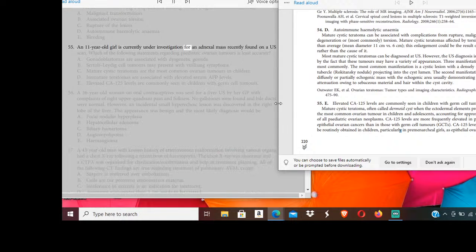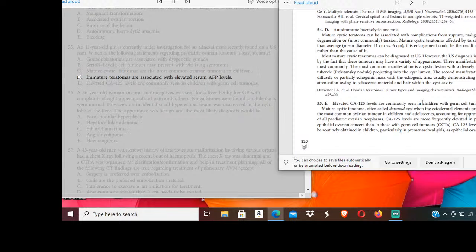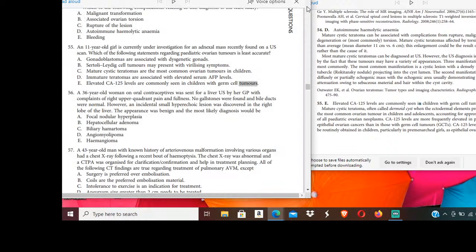An 11-year-old girl is currently under investigation for an adnexal mass recently found on a US scan. Which of the following statements regarding pediatric ovarian tumors is least accurate? A. Gonadoblastomas are associated with dysgenetic gonads. B. Sertoli Leydig cell tumors may present with virilizing symptoms. C. Mature cystic teratomas are the most common ovarian tumors in children. D. Immature teratomas are associated with elevated serum AFP levels. E. Elevated CA-125 levels are commonly seen in children with germ cell tumors.